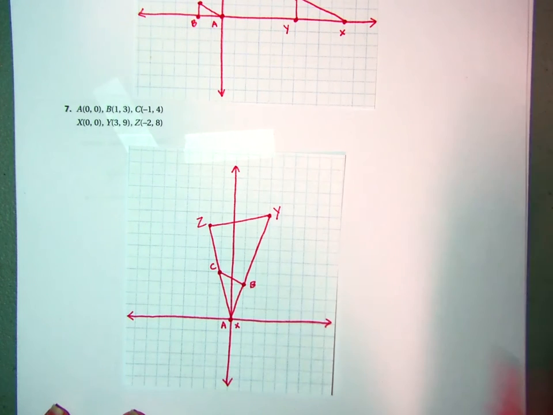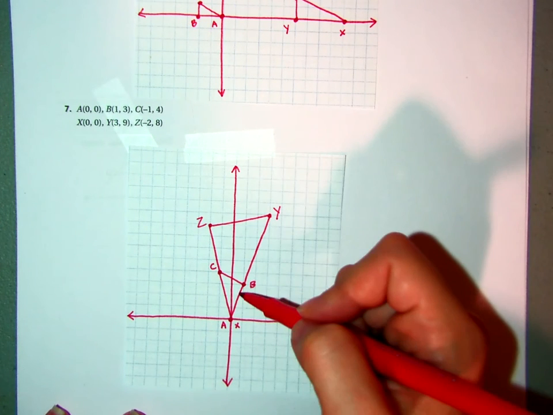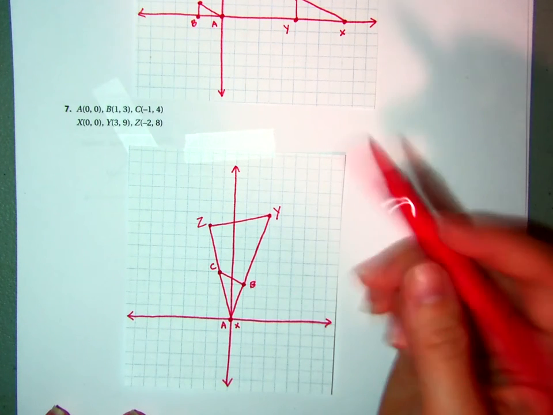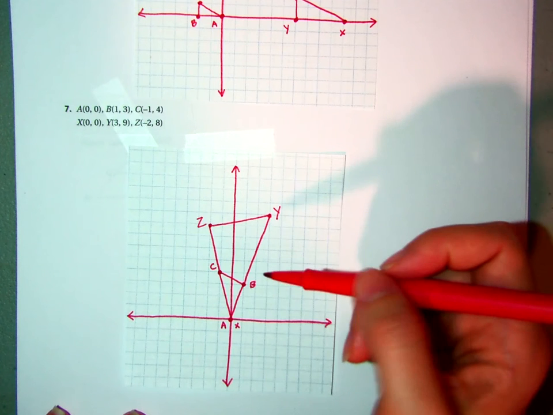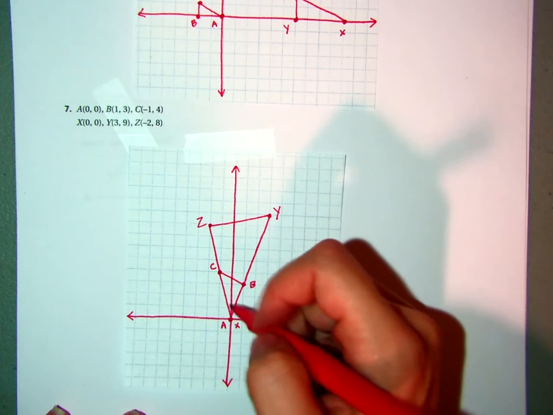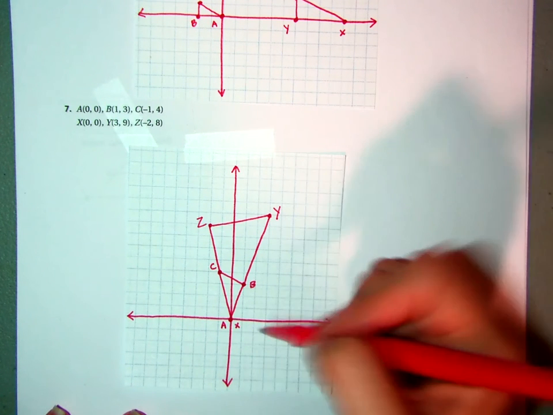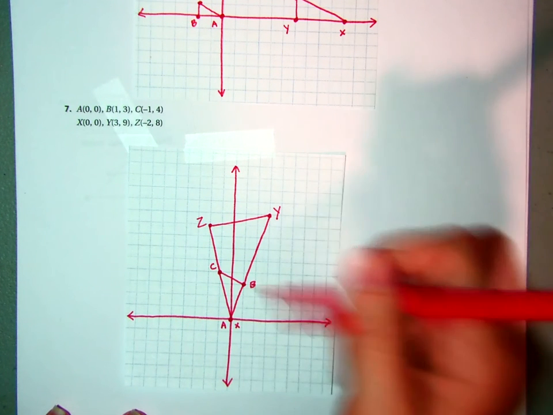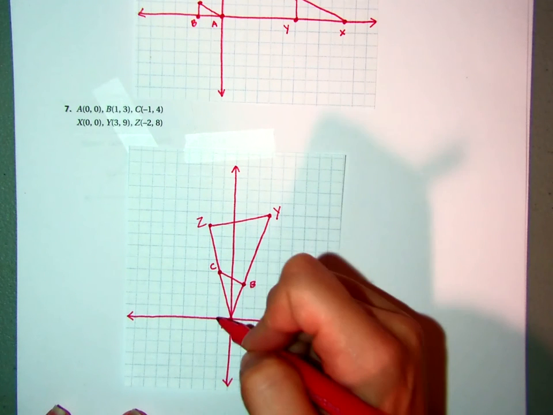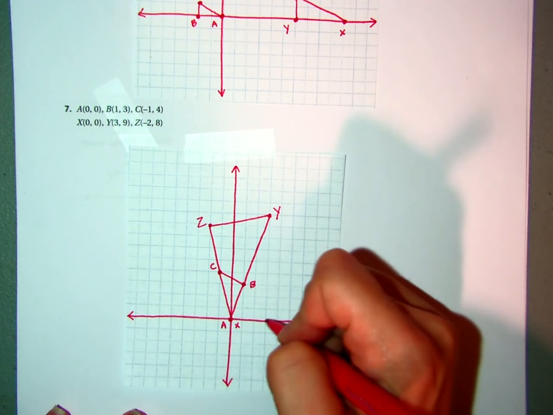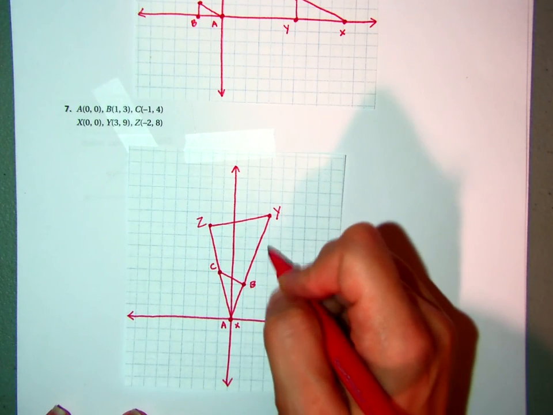Number 7. Here we have our two figures, and what we're looking at is we're trying to decide if they are similar. So we want to look at the side lengths here that would correspond. Now what I see here, and I'm double checking my graphing here, that's 1, 3, and then negative 1, 4, 3, 1, 2, 3, 4, 5, 6, 7, 8, 9.